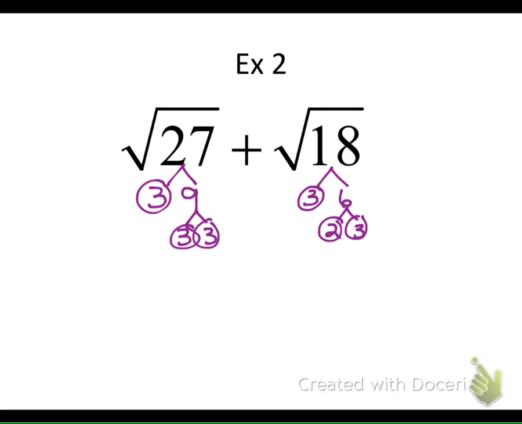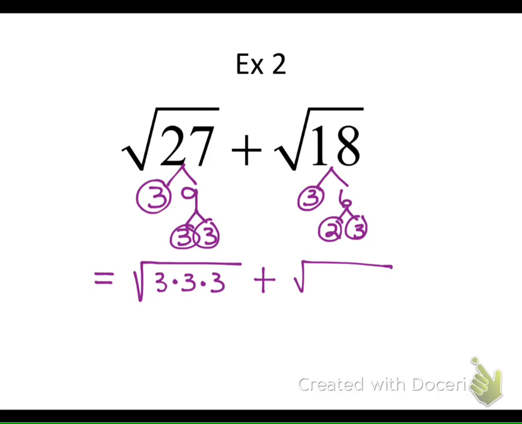So then I'm going to drop down right underneath here. So the square root of 27, I'm going to put my square root sign. I'm going to put my prime numbers in order. So it's going to be 3 times 3 times 3. Then what's my operation sign here? Plus. So I'm going to bring down my plus, then my square root sign for 18.